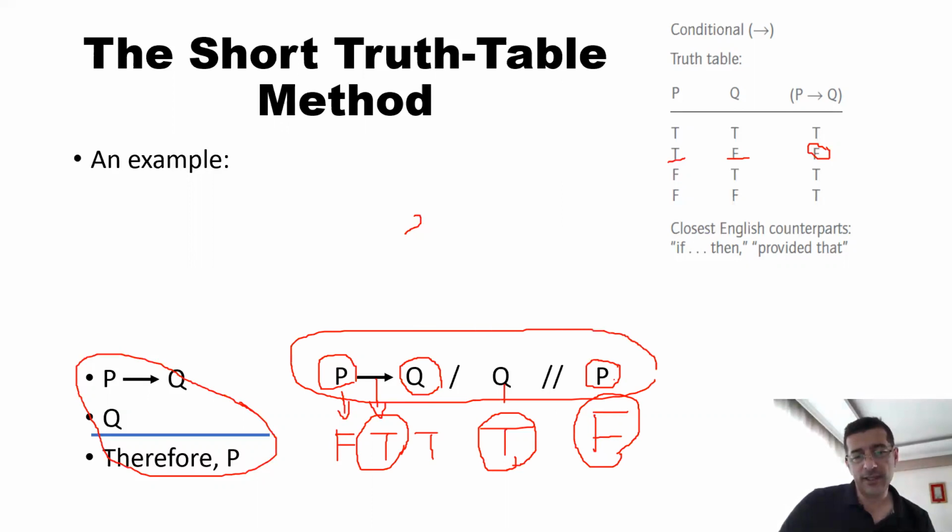This is invalid, right? And this is invalid. Why? Because I proved it, that I can have two true premises and a false conclusion without breaking any other rules, right? Okay. Let's look at another example.